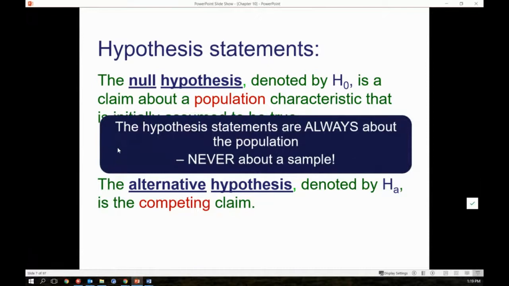But the hypothesis statement is always about the population, never about a sample. Always population, never sample. We have to get a sample to use it to test. But we're concerned with the population.